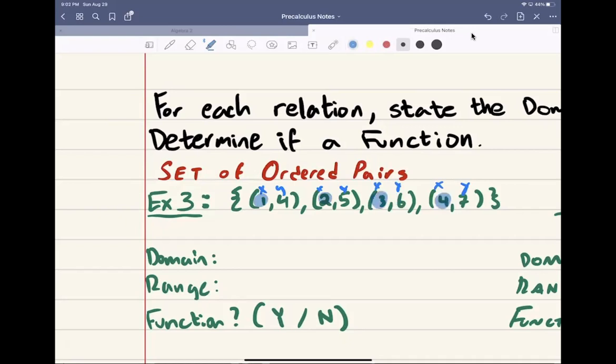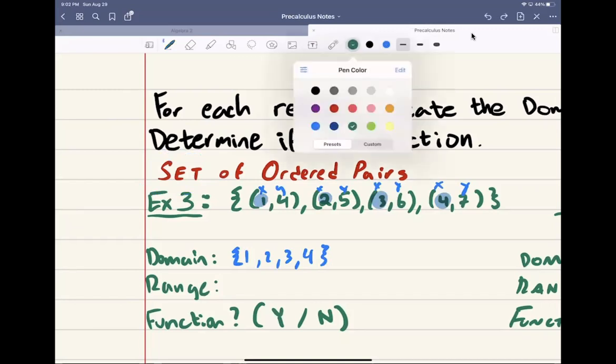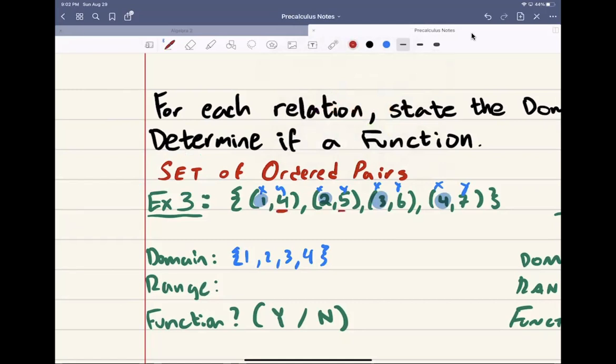So that's our domain, right? And we're going to write that in this squiggly bracket. 1, 2, 3, 4, right? You write squiggly brackets because that lets people know we're talking about a set, okay? And our range is always the second number, the Y values, right? That's our output. So 4, 5, 6, 7. And you notice no input gives you two different outputs. So this is in fact a function. Yes, it is.